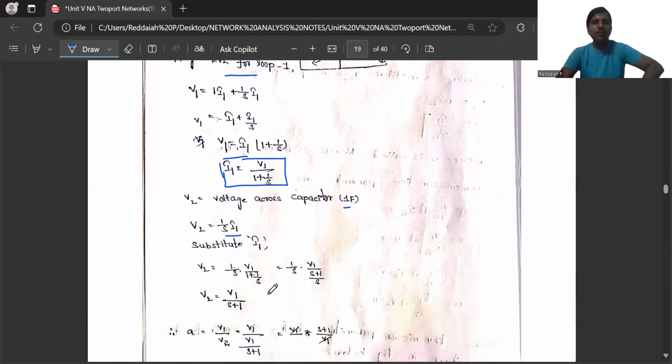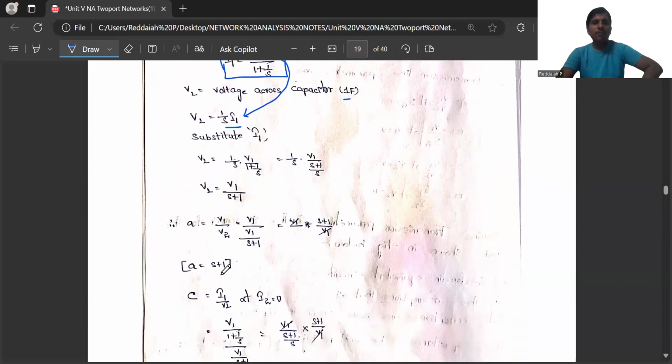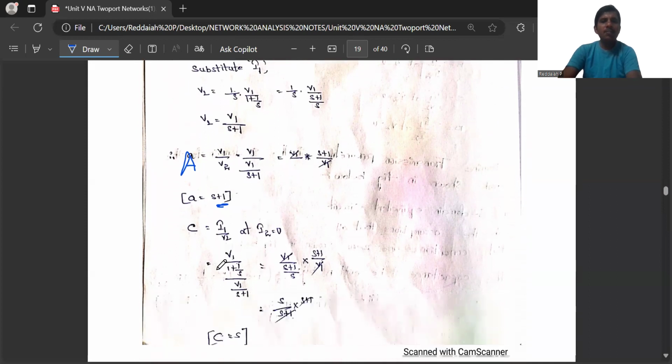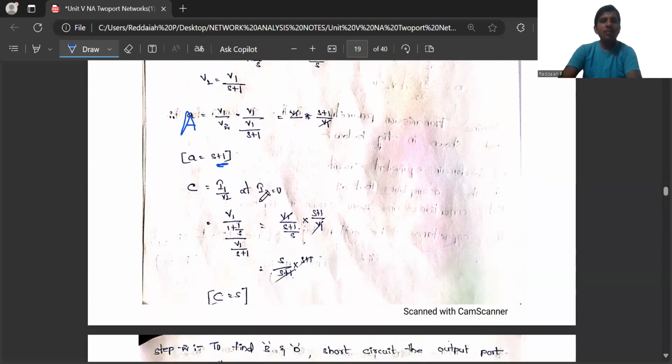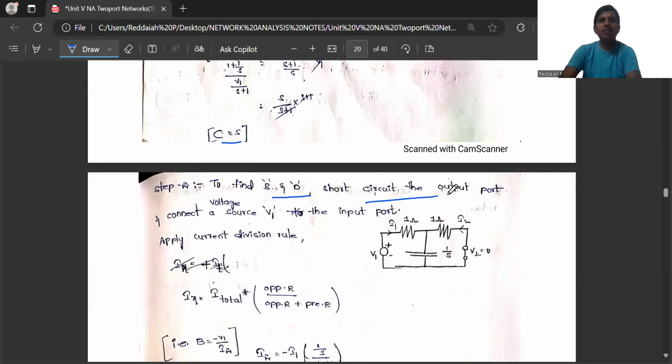Substitute I1 here. This equation we are substituting here. V2 equal to V1 by (S plus 1). Therefore, the parameter A equal to S plus 1. The parameter A, this is the capital letter we have to write, A equal to S plus 1. Similarly, C equal to I1 by V2 at I2 equal to 0, if you substitute, then C equal to S.